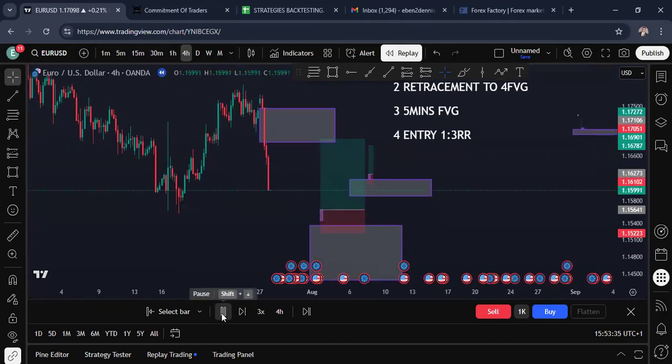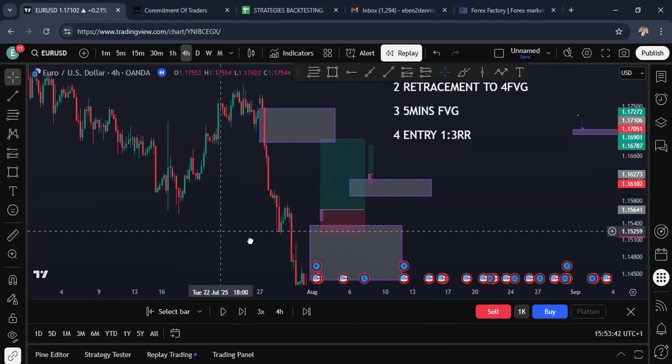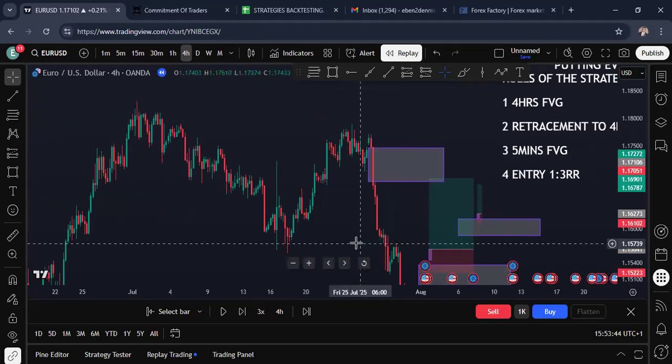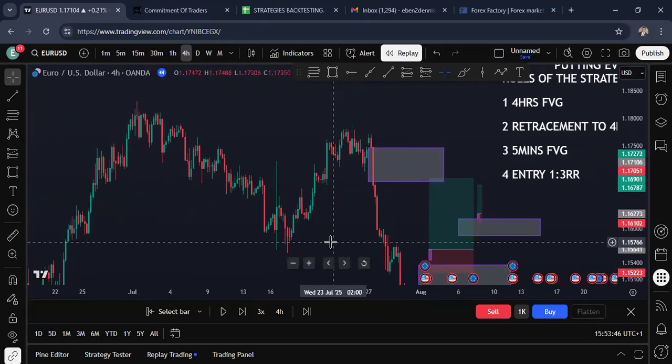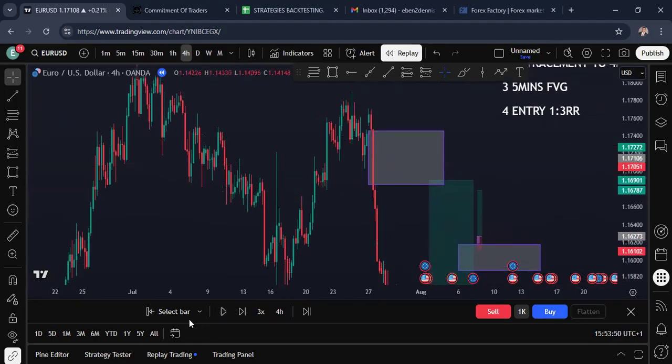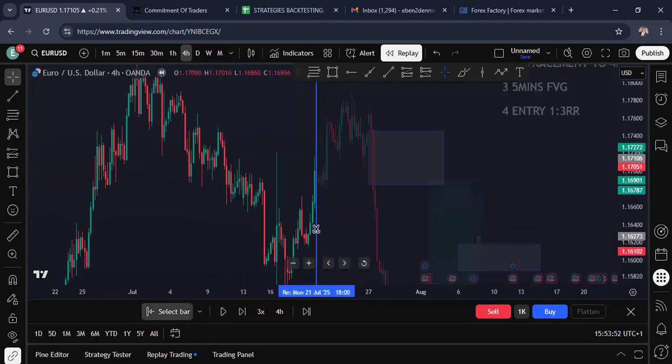So let's see if we get a retracement to the FVG. No retracement, price has gone really far. So this is not a valid move. We'll move from it and look for another FVG, another opportunity as it regards the FVG. So let's look at this. I can see an FVG form right here.